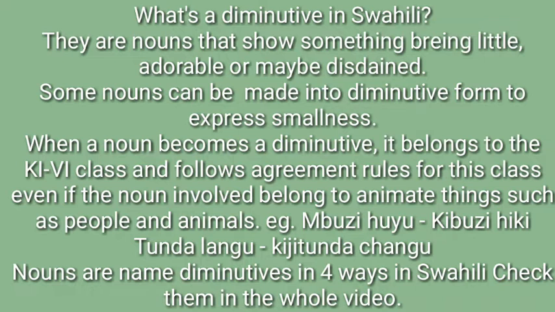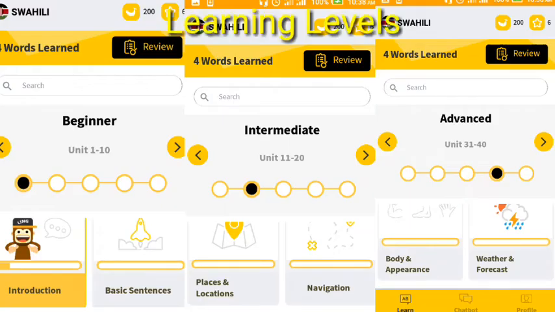Nouns are made diminutive in 4 ways in Kiswahili. So let's check them in this video, the whole of this video. So don't go if the video is not yet over, so that you can know how the diminutives are formed in all 4 ways. And at the end of the video, I'm going to give you some special nouns that are formed differently. I'm just going to give them to you because they don't have a common formation. They are formed just like that. So I'm going to give them to you so that you can know them.